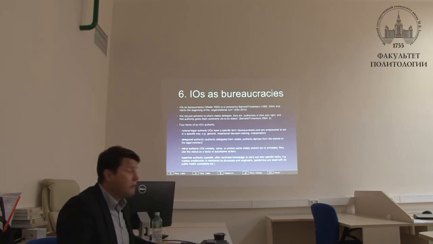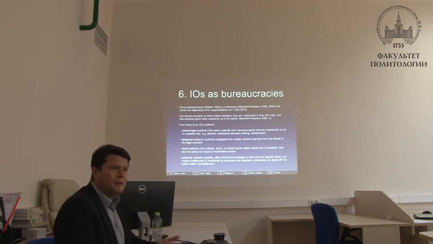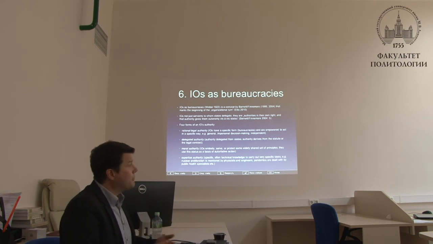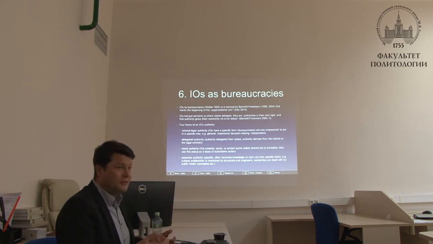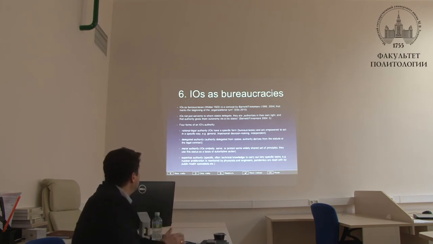International organizations can be moral authorities. IOs and bodies serve or protect some widely shared set of principles. They use these principles as a basis of authoritative action. Think of the United Nations High Commissioner for Refugees. To protect refugees is seen as something higher, a moral, normative thing. So this is the kind of moral authority that international organizations in some cases have, like the UNHCR, because it says we are protecting refugees. This is seen as a moral good, doing good to people. This is the moral authority.